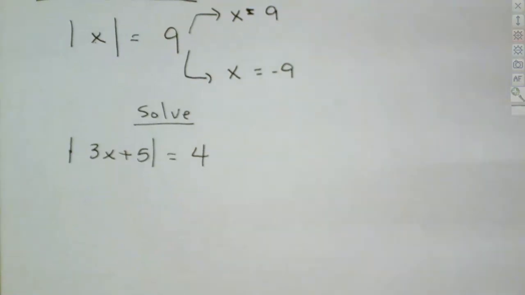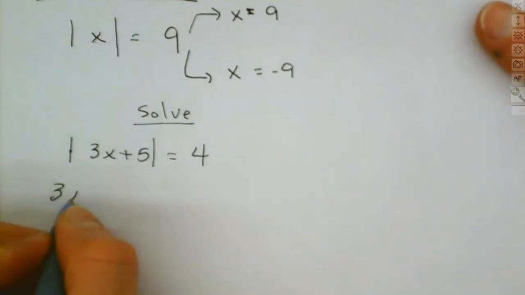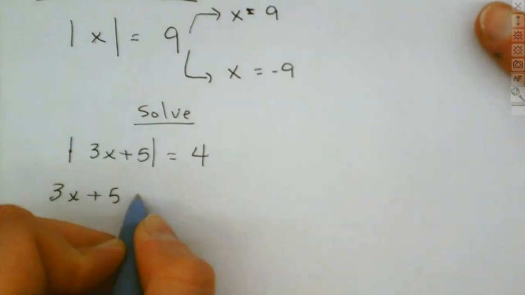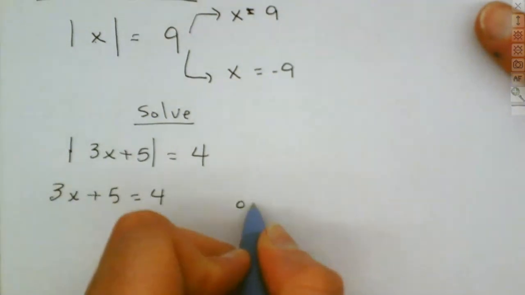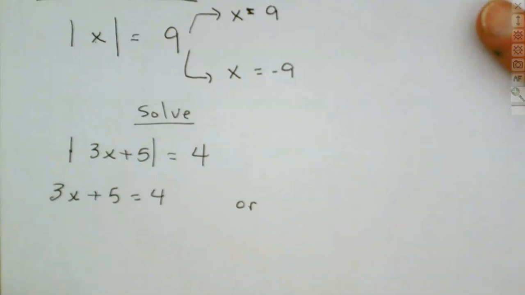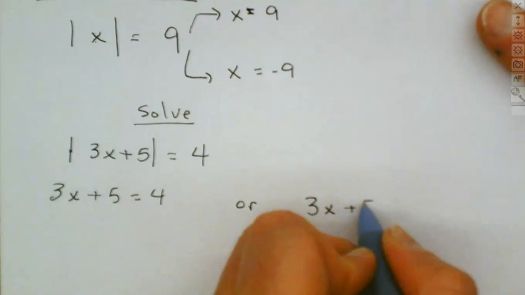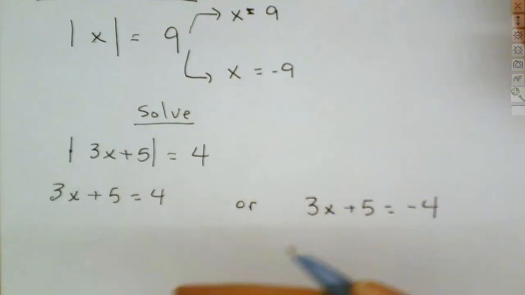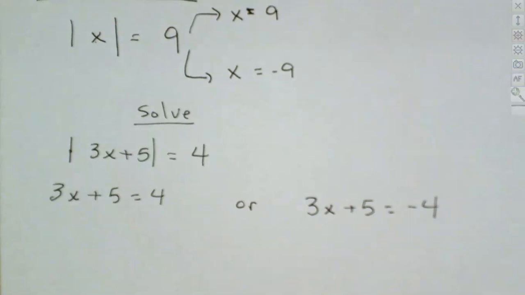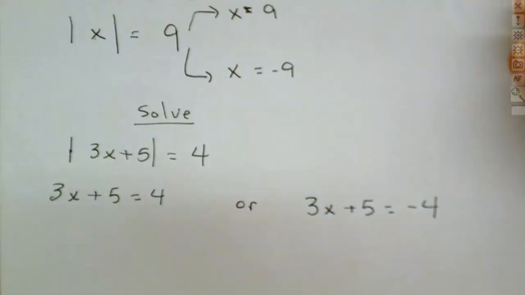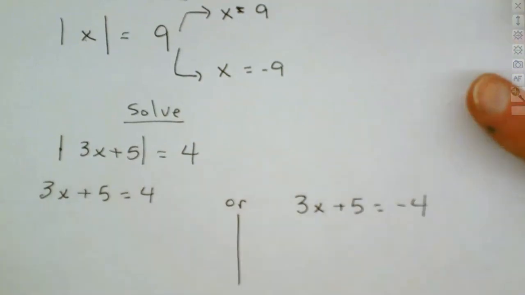Well, the first one, we just simply drop the absolute values. So that's going to be 3x plus 5 equals 4. And the other one, we just switch the right-hand side. So the other one would be 3x plus 5 equals -4. Two equations, two answers. Now let's finish it, and we'll do each one, and we'll get our two solutions here.